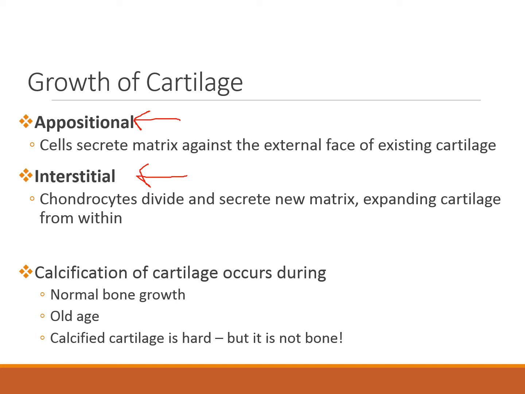As we age, some of our cartilages will undergo a process called calcification. This is the deposition of calcium salts within the cartilage, and it causes the cartilage to harden. Calcified cartilage is hard, but it is not bone tissue. It's still cartilage. Calcification happens as a part of normal bone growth as well as a part of old age.